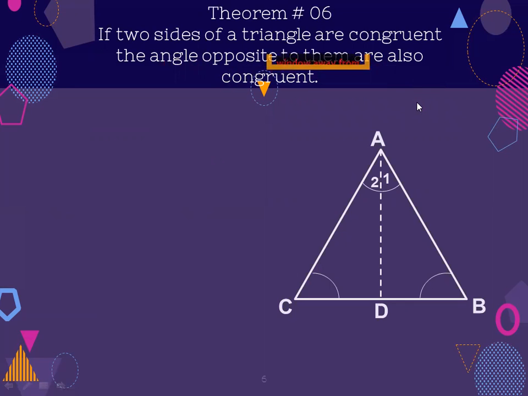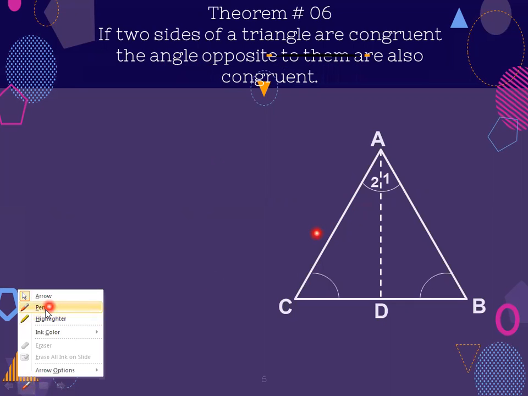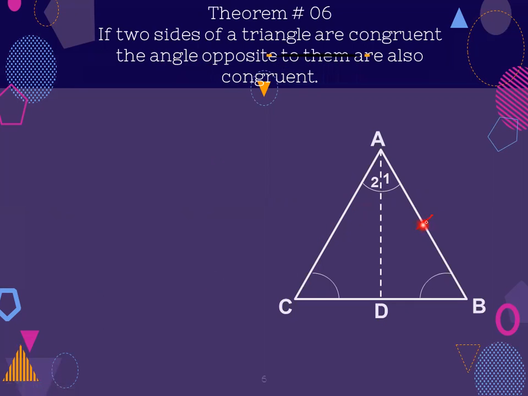Now, what does it mean? Two sides. What are those two sides? This one, side AB and side AC. If these two sides are congruent, then their opposite angles, angle B and angle C, will also be congruent to each other. This is the statement of theorem number 6.